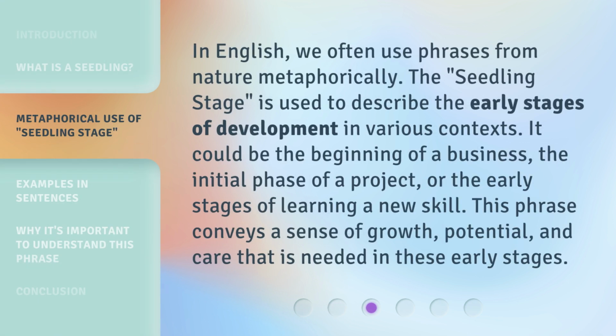In English, we often use phrases from nature metaphorically. The seedling stage is used to describe the early stages of development in various contexts. It could be the beginning of a business, the initial phase of a project, or the early stages of learning a new skill. This phrase conveys a sense of growth, potential, and care that is needed in these early stages.